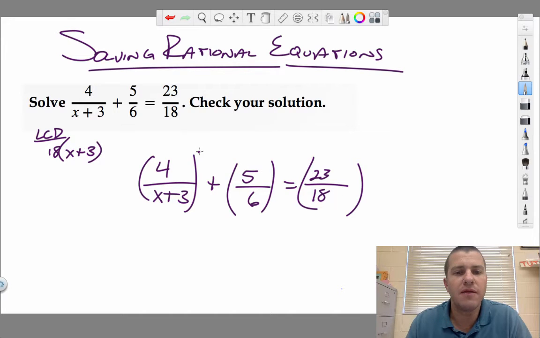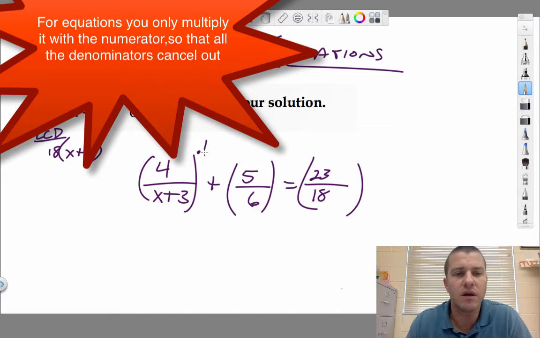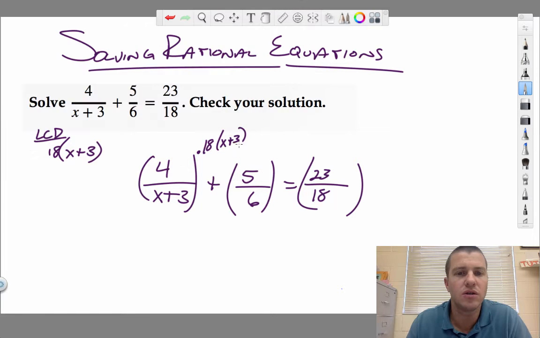When I multiply this one, a lot of times I'll do it right here, off in the corner of it. What happens is that this x plus 3 will cancel out here. And then I just have 4 times 18. And 4 times 18 is 72. So those x plus 3's cancel out and I get 72.